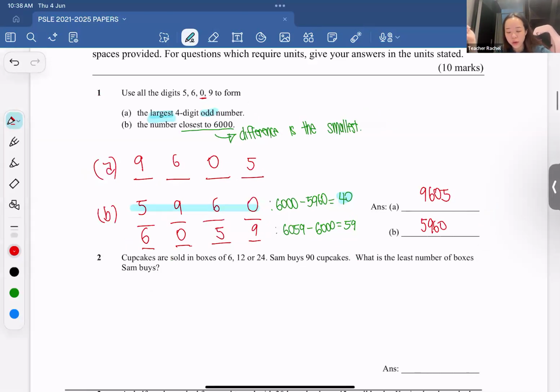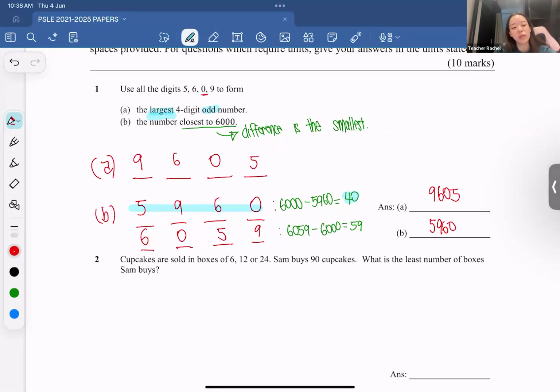Some students, if they do very quickly, will just randomly guess the number. Some might put 6059, and that's when you lose 1 mark. So it's very important to be very, very careful in math.